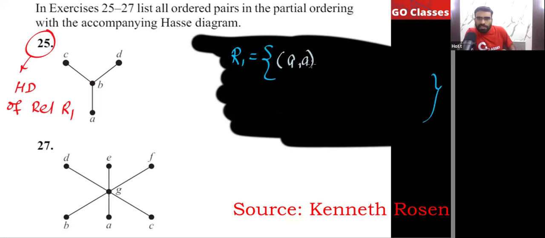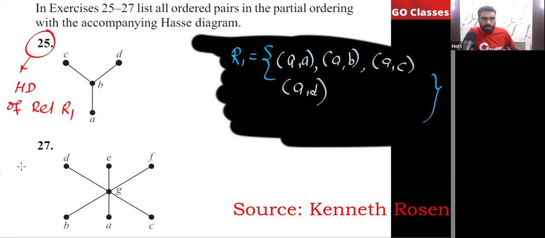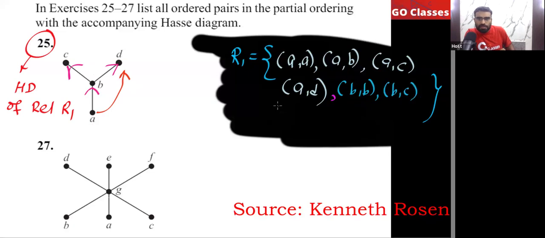You can see A will be related to A, A will be related to B, A will be related to C because there is an upward path from A to C. Yes or no? A will be related to D also. Remember, A will be related to D because there is an upward path. All the edges are in the upward direction, right? So A is related to all these. Similarly, B is related to B, B related to C, B related to D. And finally, C related to C, D related to D. This will be the set representation.